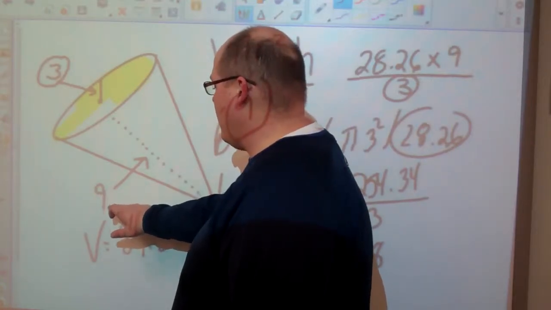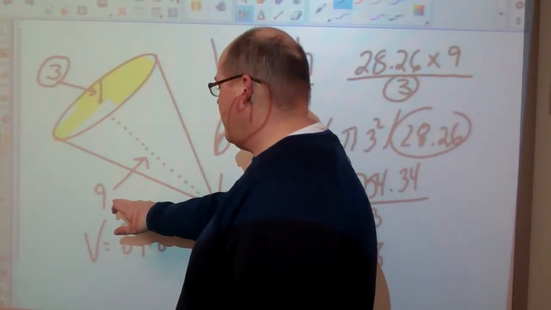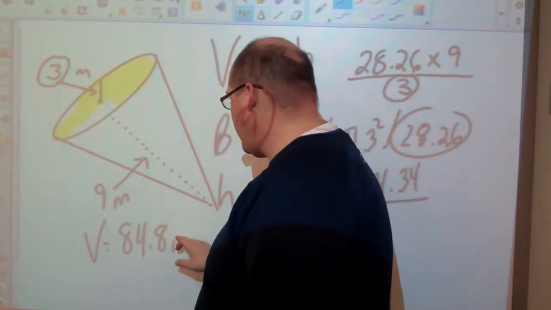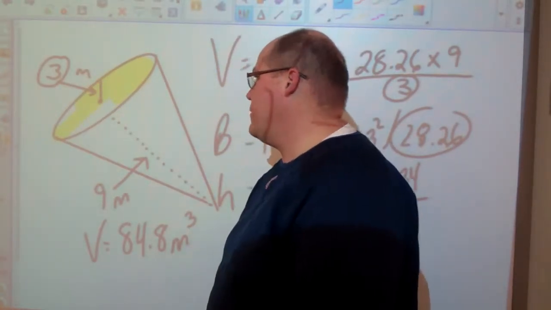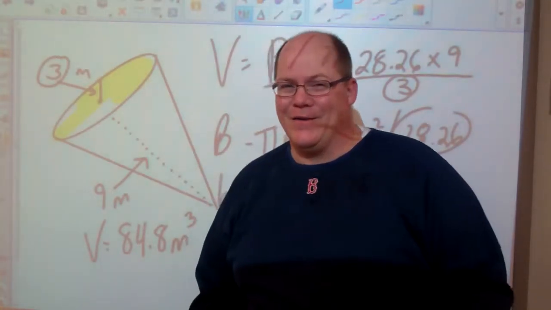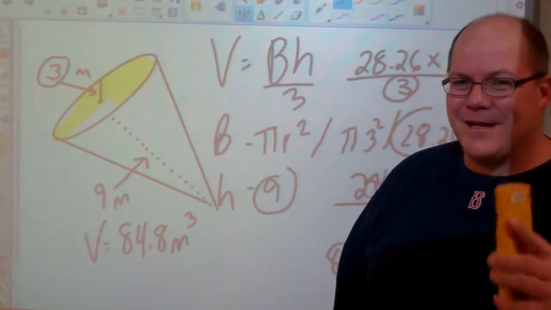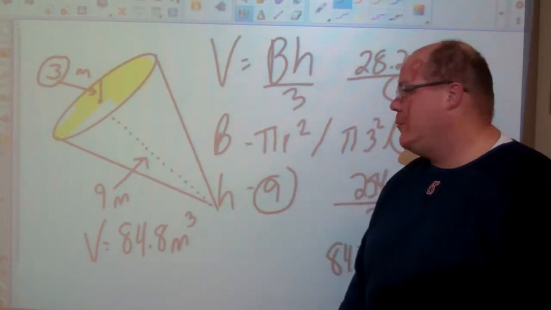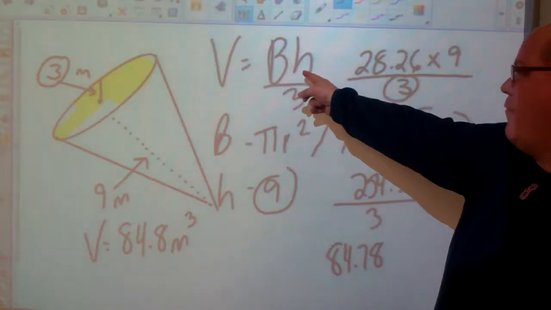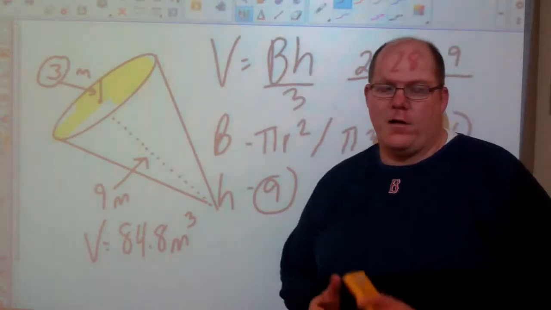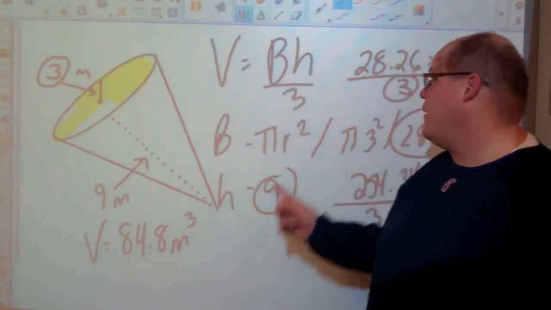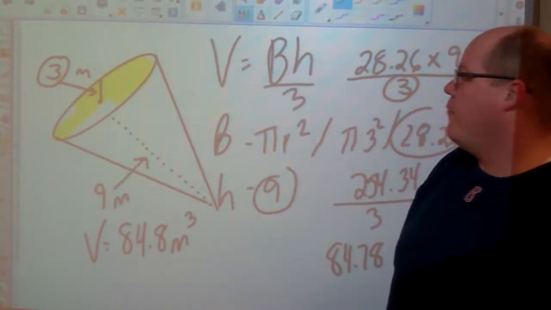Let's say that these were, I don't know, meters. Then that would be cubic meters. That's a really big cone. If those are meters, that's a really big cone, guys. So again, real simple. I'm just writing down my formula, plugging in the information that I know, and then using the calculator, multiplying through, making sure that I follow the steps from the formula.